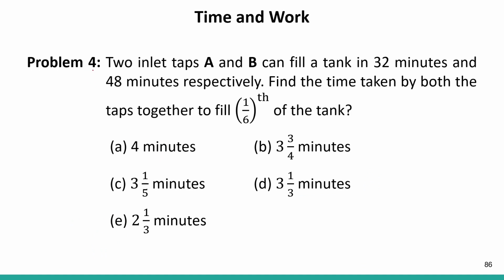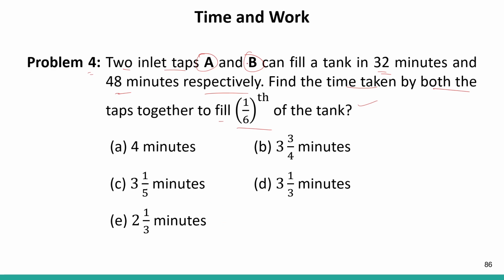Let's go forward with problem number 4. Two inlet taps A and B can fill a tank in 32 minutes and 48 minutes respectively. Find the time taken by both the taps together to fill 1/6 of the tank, right? So is it 4 minutes, 3 whole and 3 by 4, 3 whole and 1 by 5, 3 whole and 1 by 3, or 2 whole 1 by 3? Let's see which among these 5 is actually the correct one.